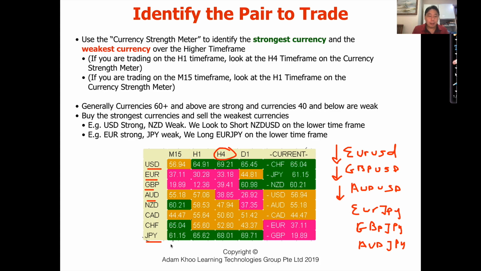At the same time, yen is strong, so I want to be buying the yen and selling the Euro, Pound, and Aussie. In other words, if I want to buy the yen, which means I want the yen to go up, I want the Euro to go down, so I'm shorting the Euro yen, I'm shorting the Pound yen, I'm shorting the Aussie yen.